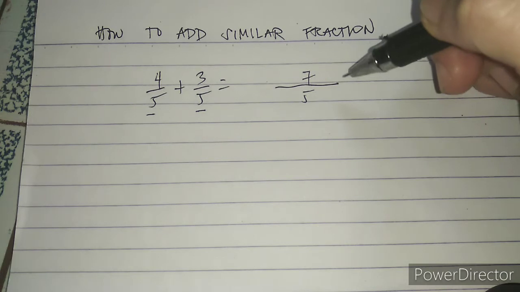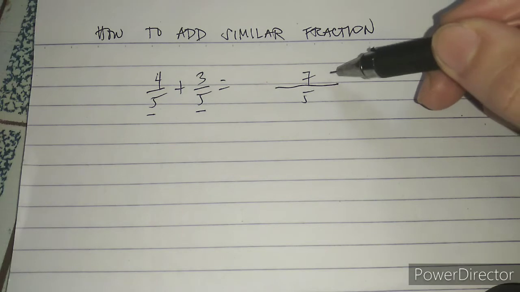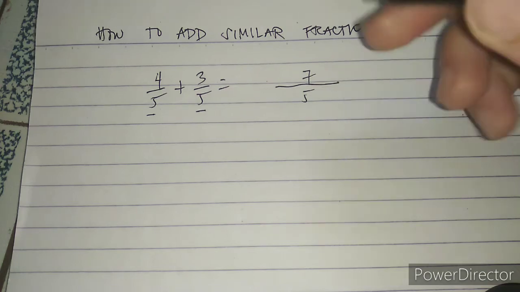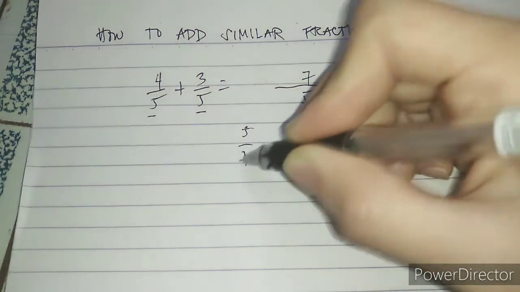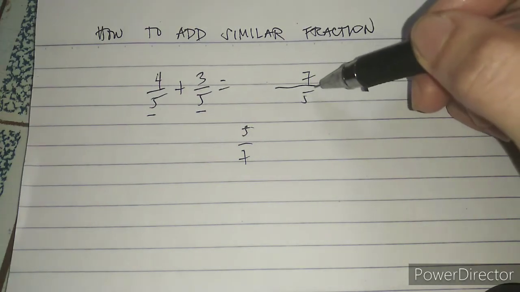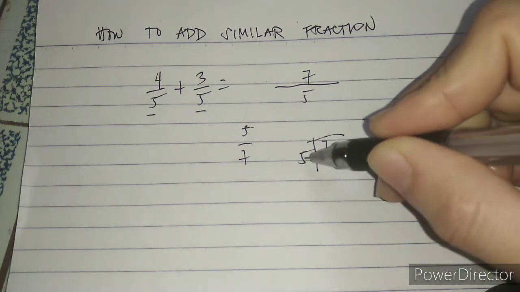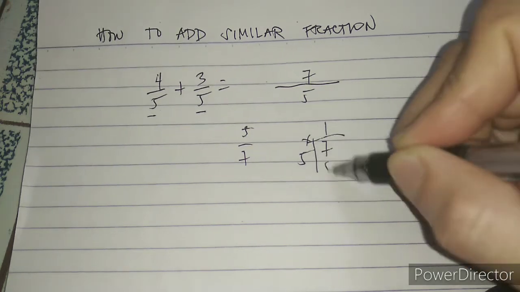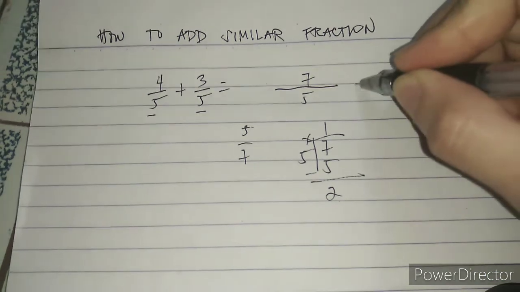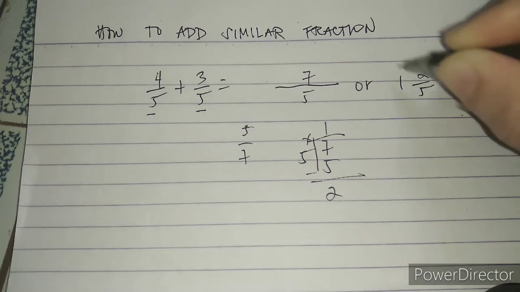Hindi pa. Kasi, pwede pa siyang ma-reduce or ma-simplify. Bakit pwede pa siyang ma-reduce or ma-simplify? Kasi, malaki tong numerator kaysa sa denominator. Nagiging improper fraction siya. Okay lang sana pag naging 5/7 yan kasi yan yung magiging final answer niya. Kaso, ito, improper fraction. Ang gagawin natin, i-divide natin siya. 7 divided by 5 equals 1, and 1 times 5 equals 5, and 7 minus 5 equals 2. So, the final answer natin is 7/5 or 1 and 2/5.